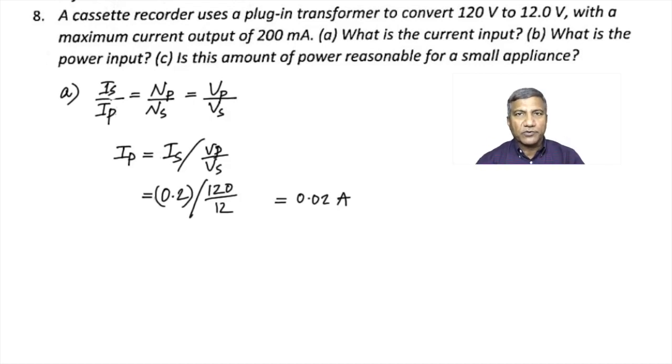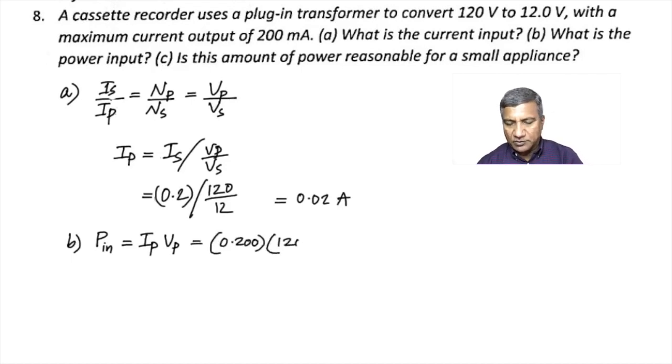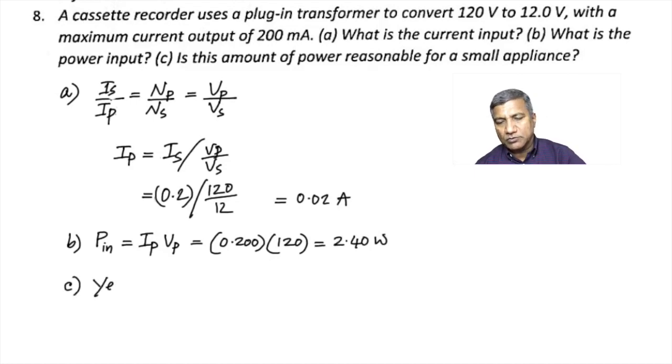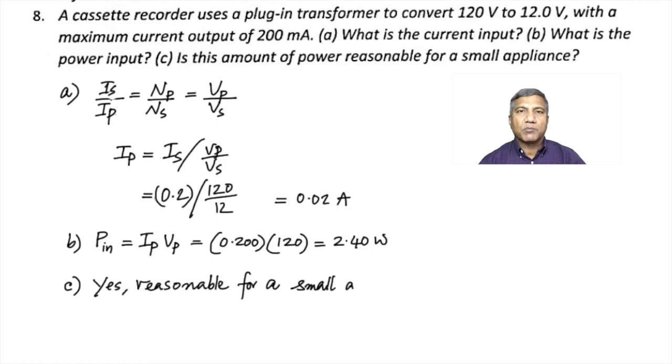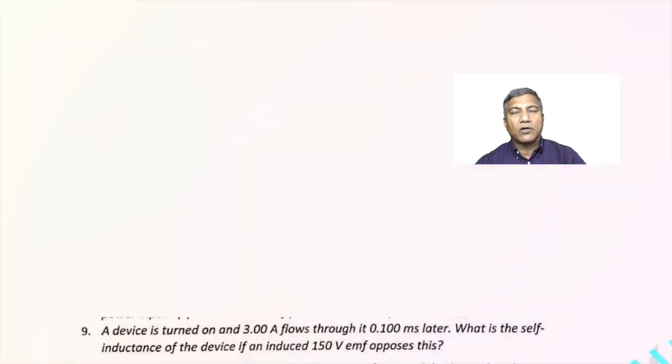Power in the input is the primary. Power in the input is the product of the primary current and the primary voltage. So P input is IPVP, and that's got to be 0.02. I'm going to change that. So that's 0.02 times 120, which is 2.40 watts. Is this amount of power reasonable for a small appliance? Yes, it is reasonable for a small appliance. Look, I've now corrected this to 0.02 and all is good.